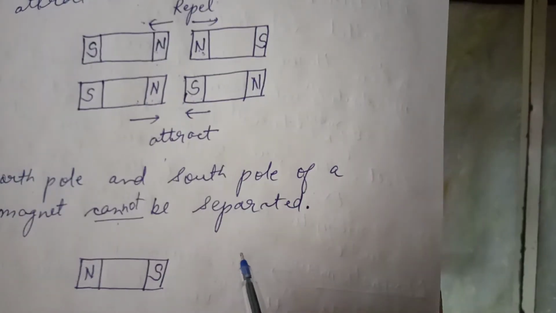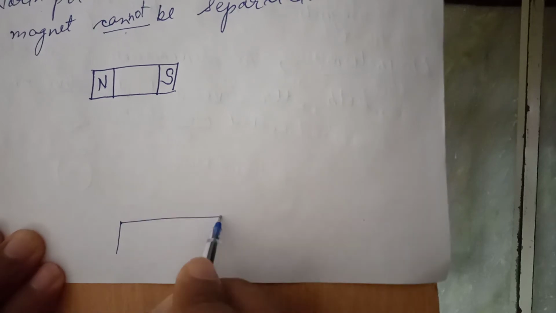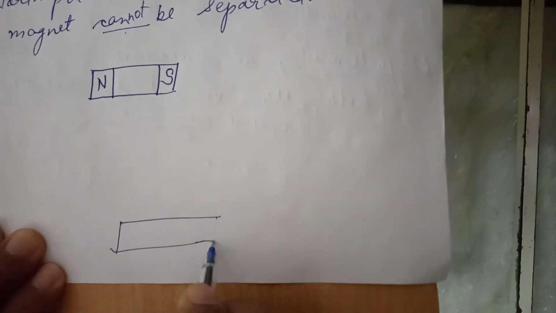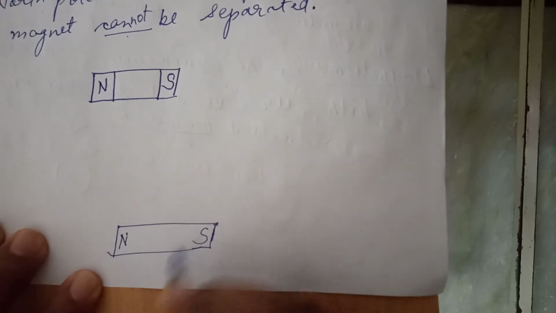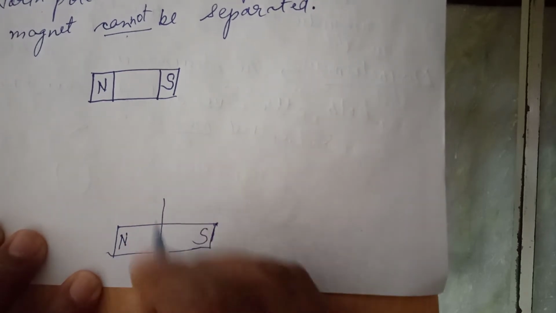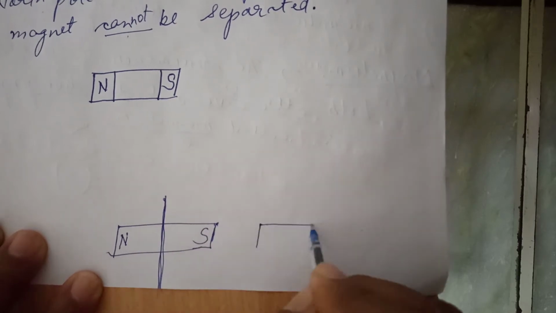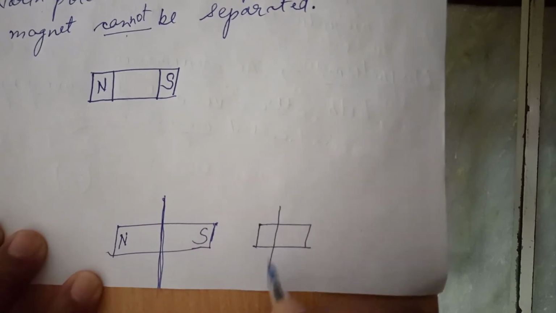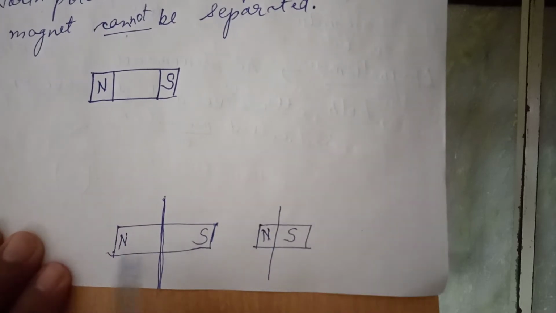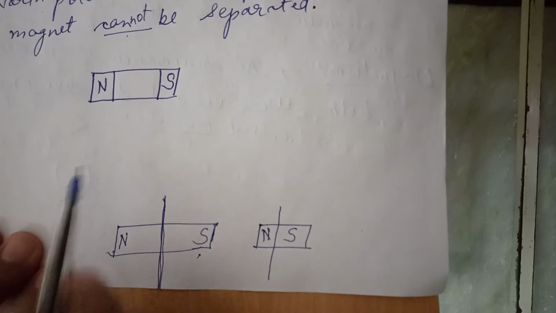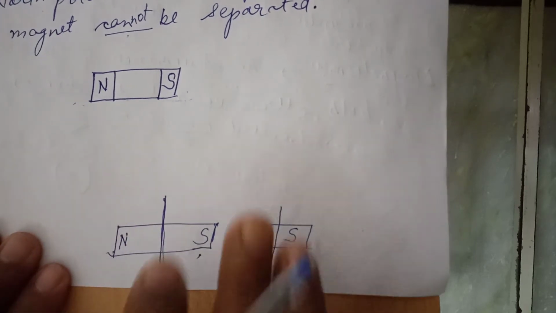Suppose a magnet is there and it has the north pole and the south pole. If you break the magnet, then what will happen? In each new magnet, again there will be a north pole and a south pole. So the north pole and south pole can never be separated. It always has both poles, the north pole and the south pole.